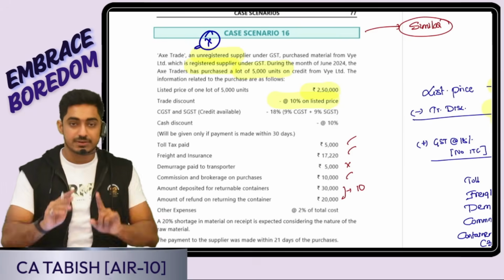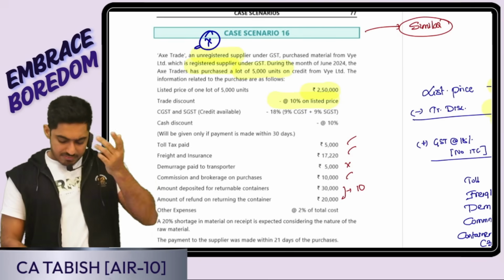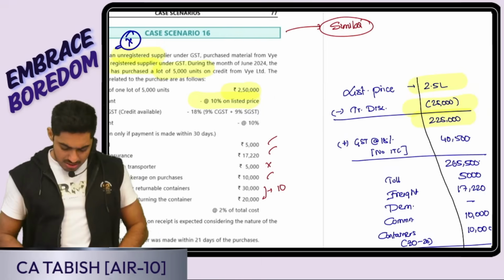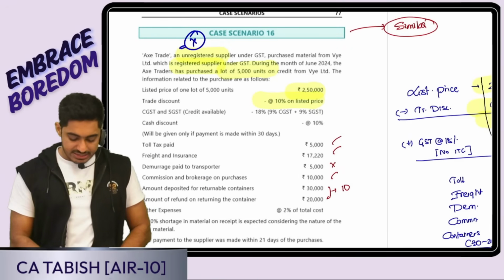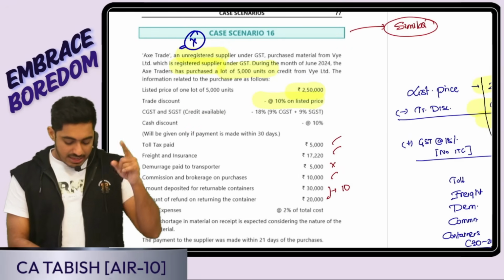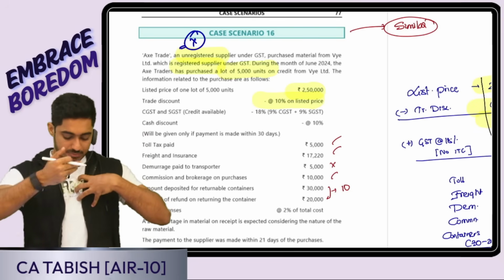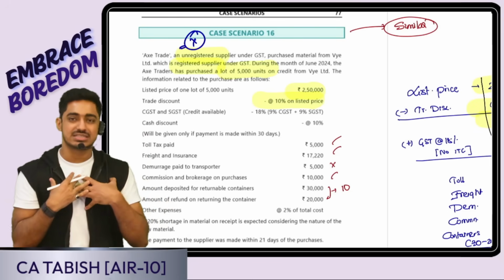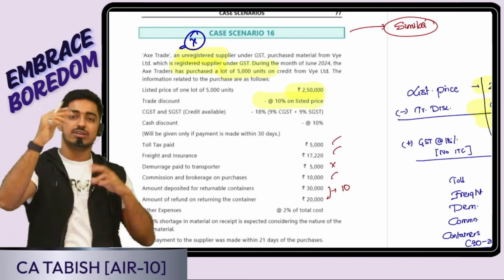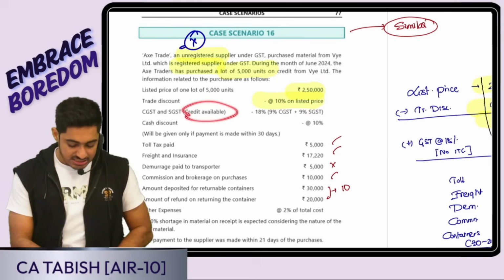One small mistake. Credit is available, but still, because I am unregistered, I will not be getting the credit. X Trade is an unregistered supplier. I purchased material from a supplier who is registered. I am unregistered, so I will not be getting credit. He is registered, he will be charging GST. Okay, fine, simple. Same discussion only. This is just kept to deviate you.